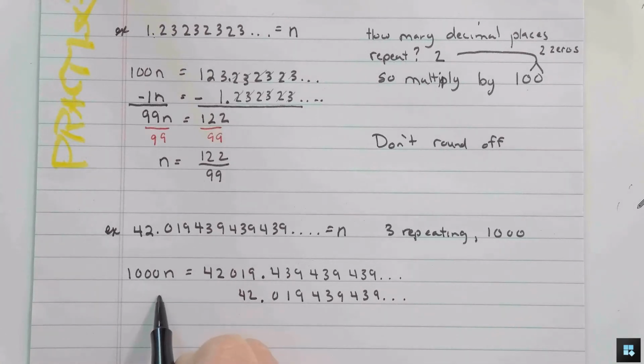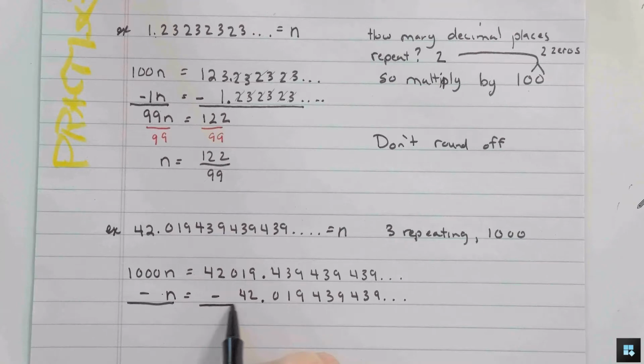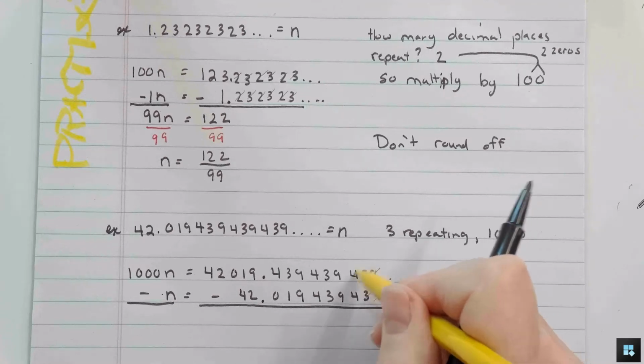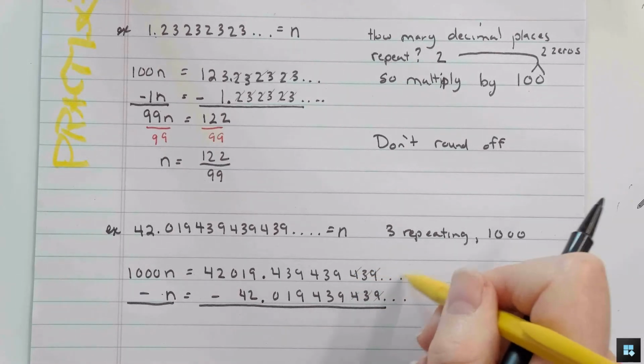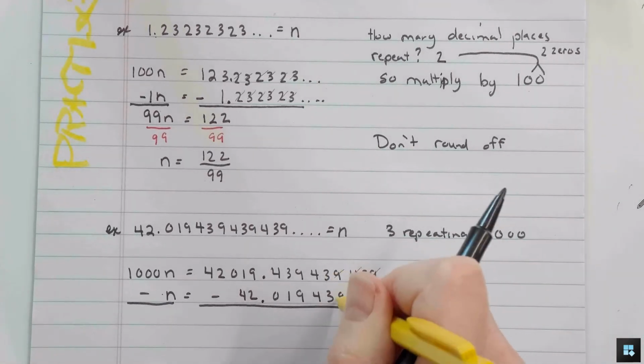So that's my n. And I'm subtracting it. So the 9 subtracts the 9, the 3 the 3, the 4 the 4, and off to the right as well in the dot dot dot where that keeps going on over and over again. That's getting subtracted as well because they're all lining up now.